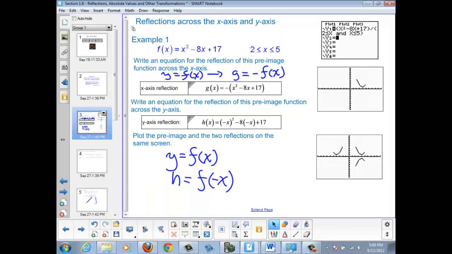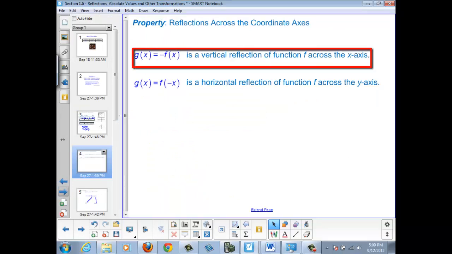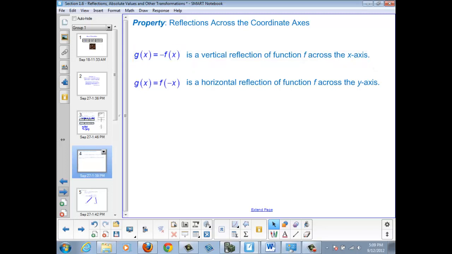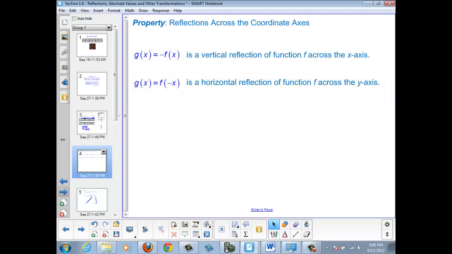All right, so let's recap. How do we make these reflections? If I multiply the whole equation by negative 1, I end up with a vertical reflection of the function across the x-axis. And if I multiply each x by negative 1 in the equation, then I end up with a horizontal reflection of f across the y-axis.